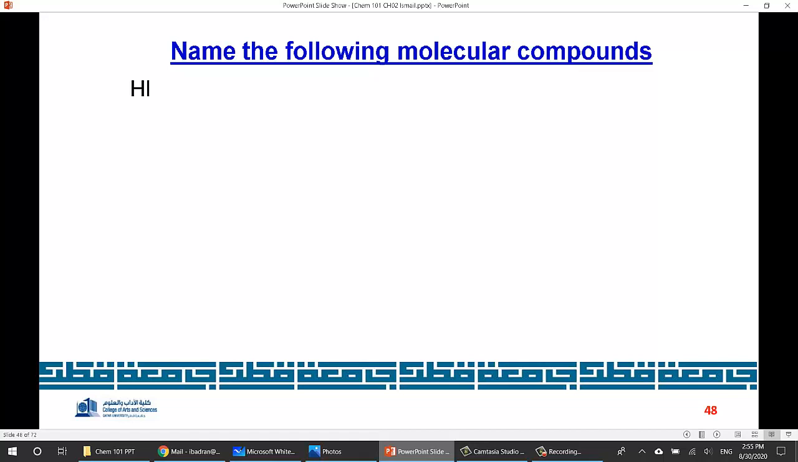HI, again, you want to name it. You want to ask yourself, is this ionic or covalent? Hydrogen and iodine. Iodine is a nonmetal, hydrogen is hydrogen. So this is a molecular or covalent compound. You don't name it the way you named ionic compounds. So you say there's one hydrogen and one iodine. So it's actually monohydrogen monoiodide, but you just say hydrogen iodide, because we omit the mono from the first one. Iodide always makes one, so hydrogen iodide. If you say hydrogen monoiodide, that's not very wrong, but it's okay.